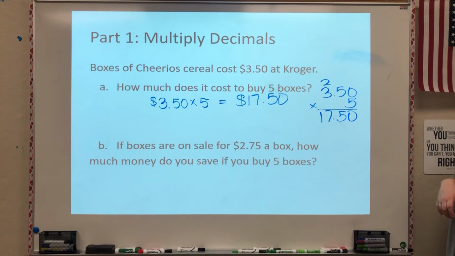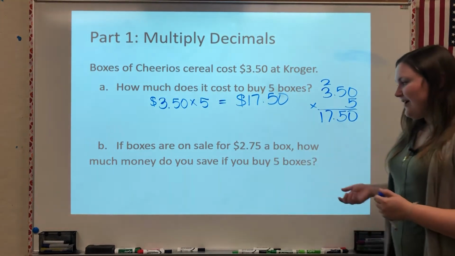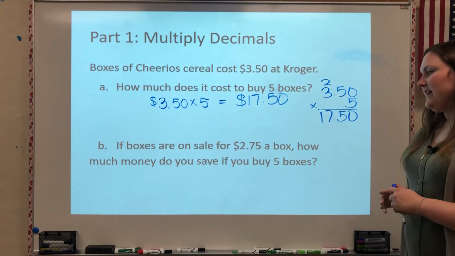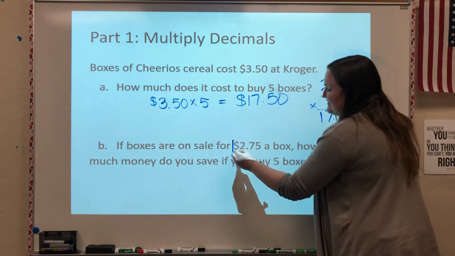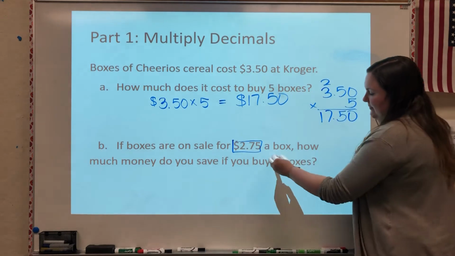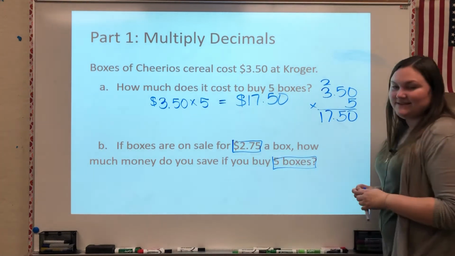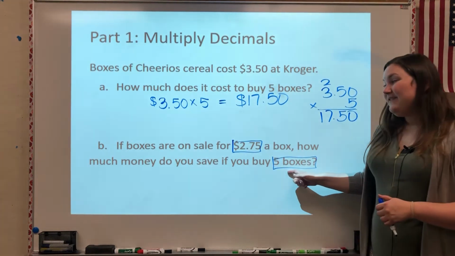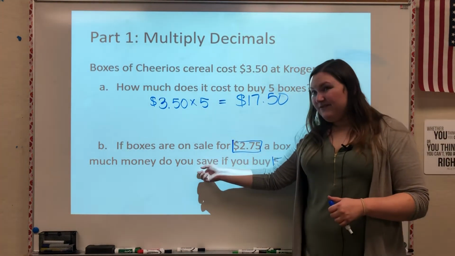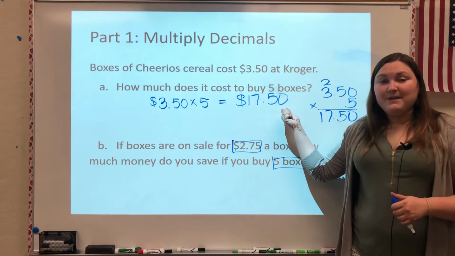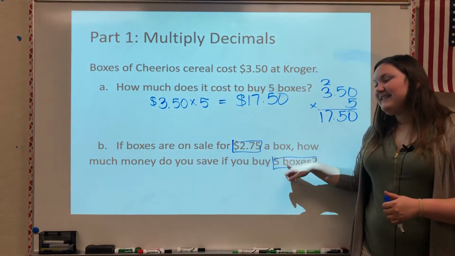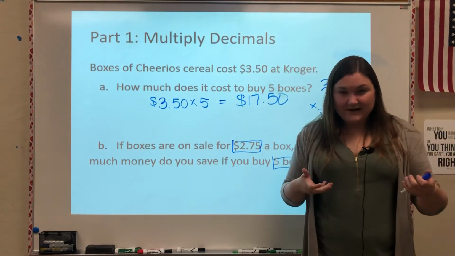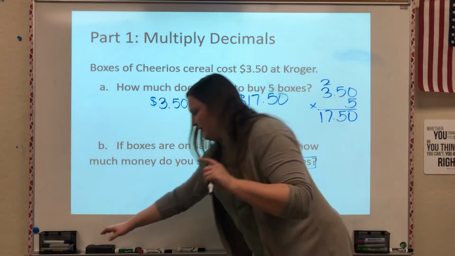All right, so when I read this question, what I would be thinking is, well, similar to up here, if each box costs $2.75 now, and we're still buying 5 boxes, let me find out how much this costs. And then if I want to know how much money you save, well, this is what I would have been paying before. When I multiply these, I get what I'm paying with the discount, and then I could subtract to figure out how much money I save. So let me show you.